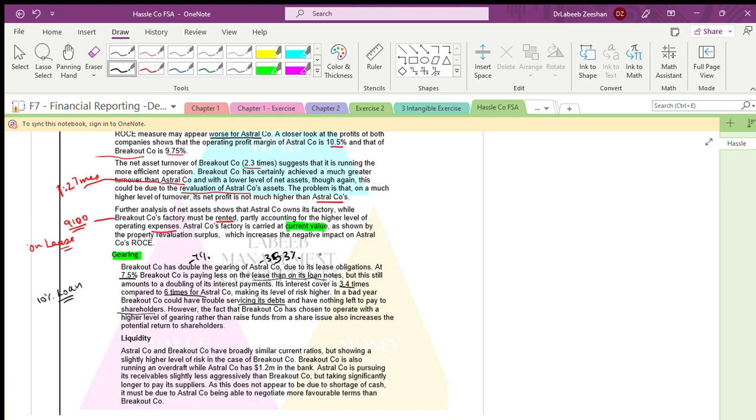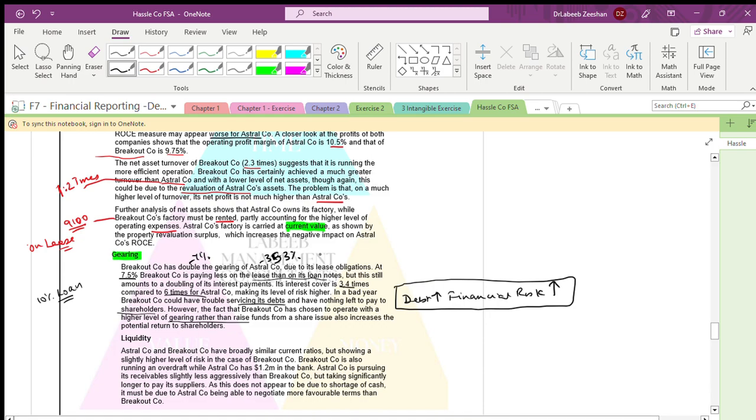Breakout has chosen to operate at a higher gearing. Definitely, see what will happen the moment the debt increases. The most important thing is that the financial risk will increase. This is the common rule which we should make a point of: whenever the debt increases, the financial risk will increase. With leverage, with gearing, the financial risk will increase. That's what they want to say.